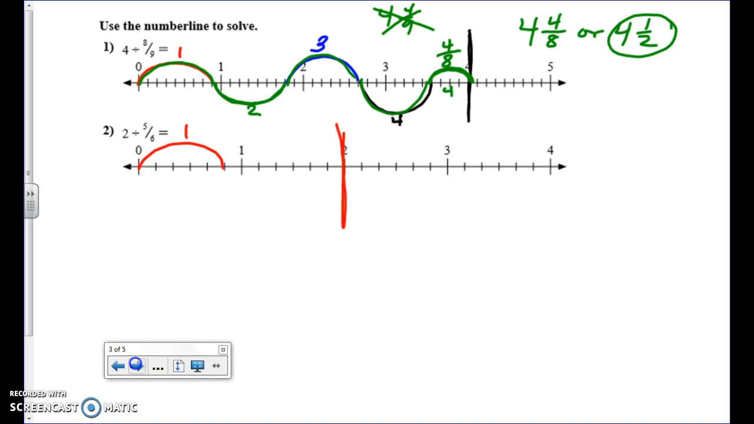And 1, 2, 3, 4, 5. There's number 2. Obviously I'm not going to be able to fit another whole 5/6 in there, but I can fit 2 of the pieces, 2 of the 5 pieces that I was going to go. Each one I'm going 5 times. So I see 2 and 2 of the 5 I was actually going to go.